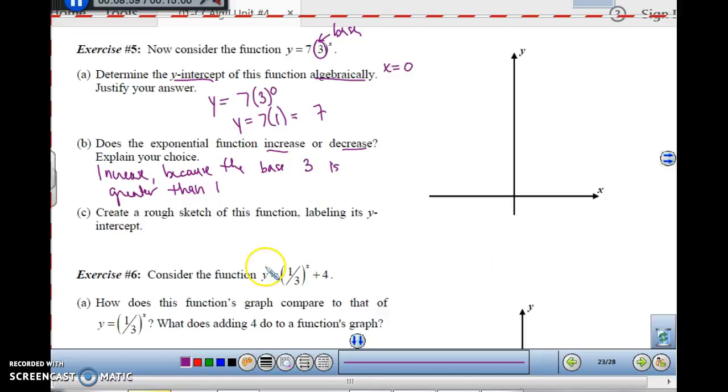Okay, so if I want to create a rough sketch, I know it's going to be going up like this. The y-intercept is going to be 7, and it's going to go approximately like this. It's going to look something like that if I were to graph it. This would be the y-intercept at 7, and it's going to be increasing, so it's got a general shape of increasing as you go left to right. All right, let's try one more.